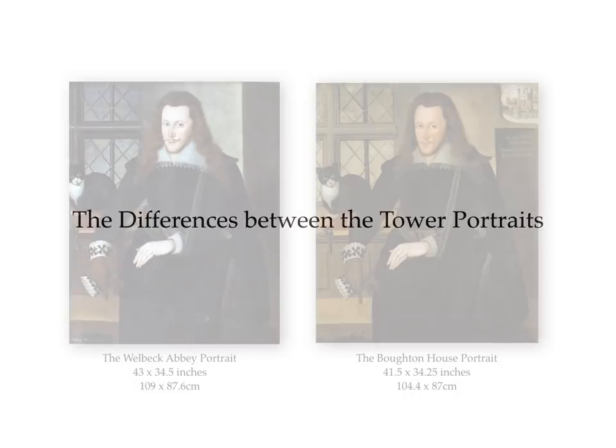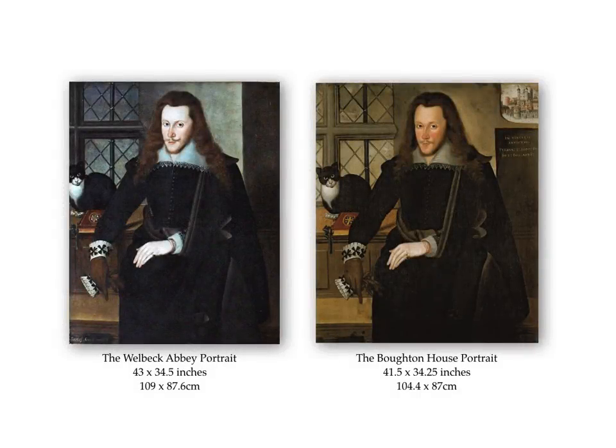So what are the differences between the two portraits? First, the sizes of the Welbeck and Boughton versions. The reported sizes are very similar. The slight difference may be due to the extent of the frame overlap or trimming of the canvas. 109 centimetres by 87.6 for the Welbeck and 104.4 by 87 centimetres for the Boughton.